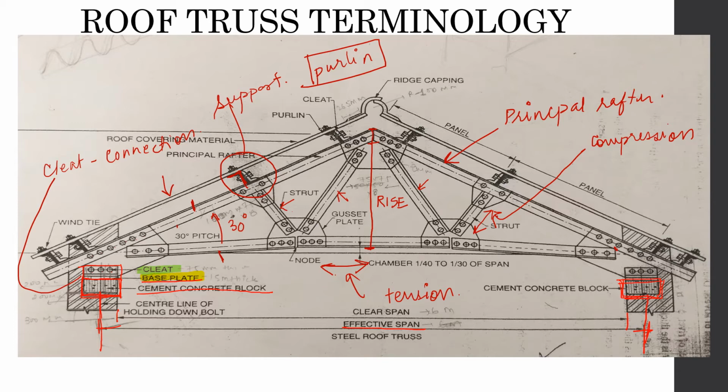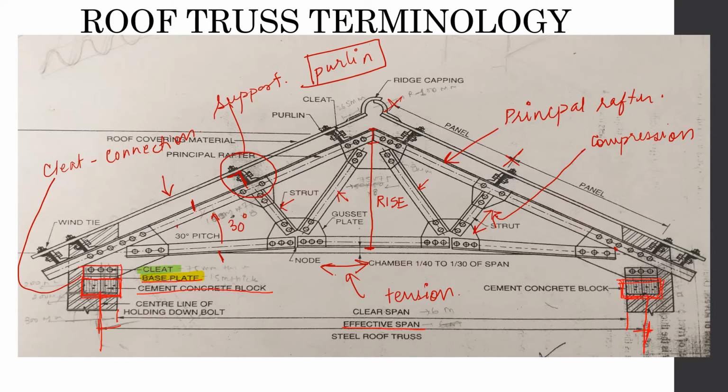Now we come down to panel. Panel is the distance between two nodes or the length of one member, wherever the node is also happening, wherever a connection is happening. So panel is the segment between two adjacent joints.